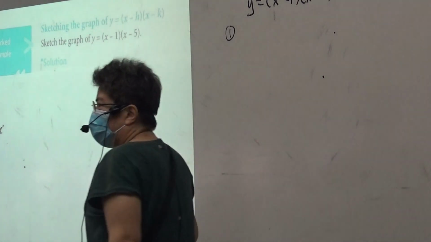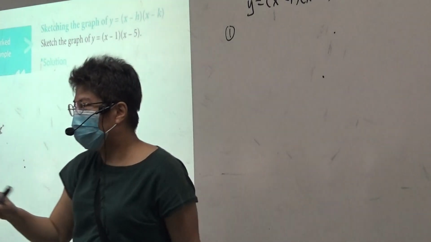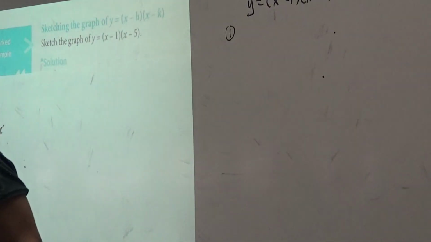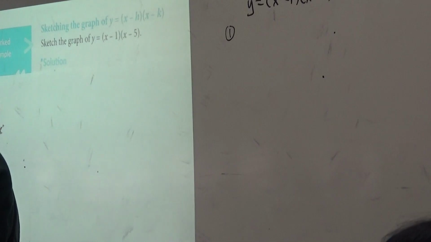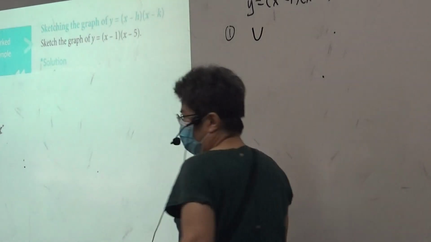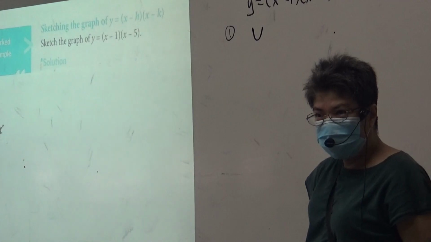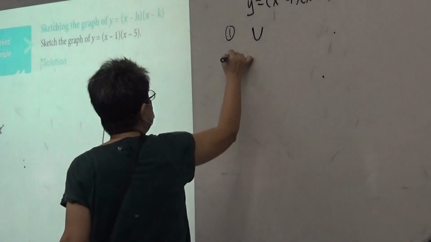Now, can you tell me x times x gives you what? X squared. What's the coefficient of x squared? 1, right? Which is positive or negative? Positive. So, this one is confirmed U-shape. Decide. Understand? Okay, number 2.